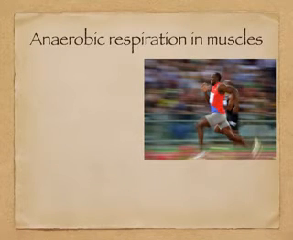Now, when you exercise, have you ever stopped and wondered what is actually happening in your muscles? Your muscles need oxygen and glucose to respire aerobically. But during vigorous exercise, your heart and lungs cannot get enough oxygen to your muscles quickly enough. So your muscles start to respire without oxygen. So they undergo anaerobic respiration.